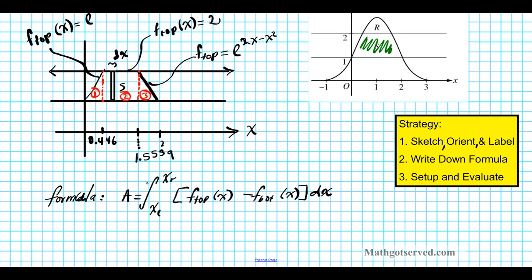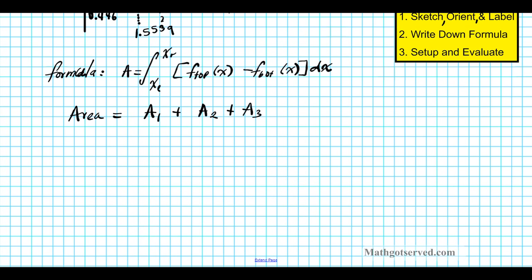Okay, so that's the formula we're going to be using. Now, in this problem, the area is basically the area of region 1, A1, plus area of region 2 plus area of region 3. We are going to be applying this formula 3 times to find the area of regions 1, 2, and 3. Okay, so let's go ahead and set that up.